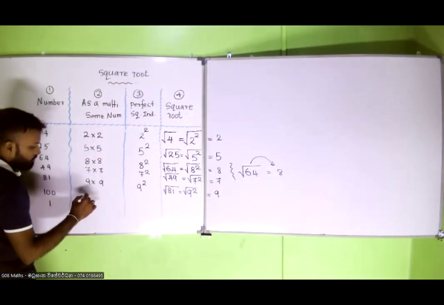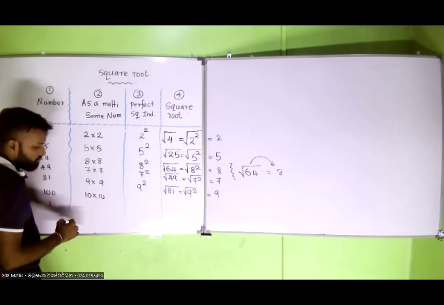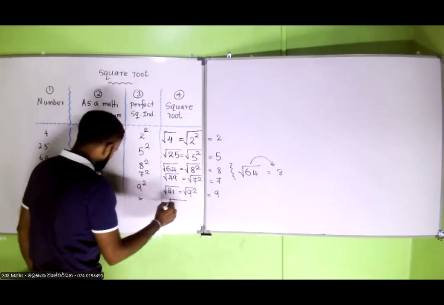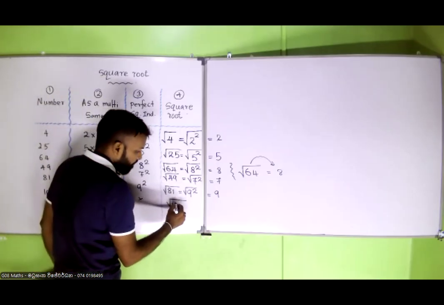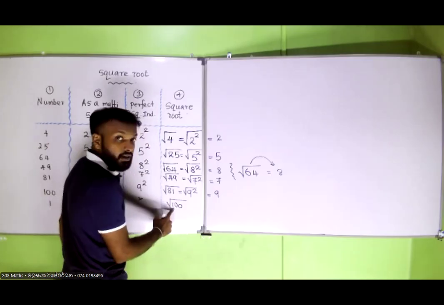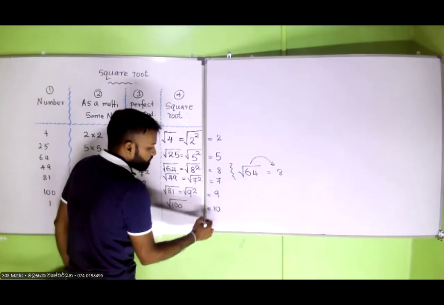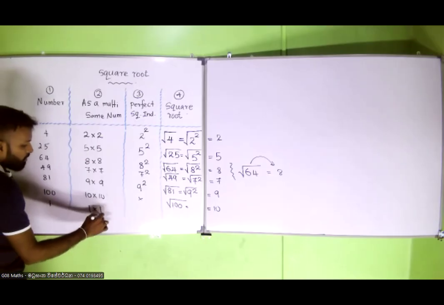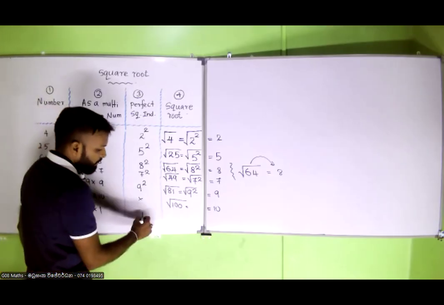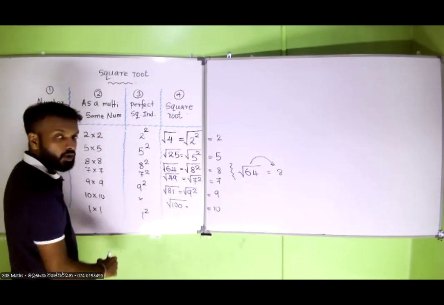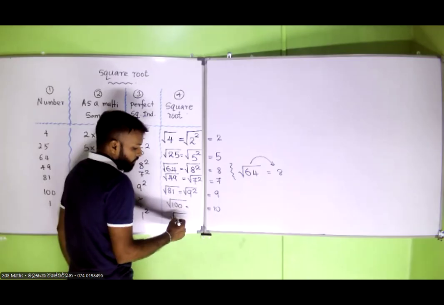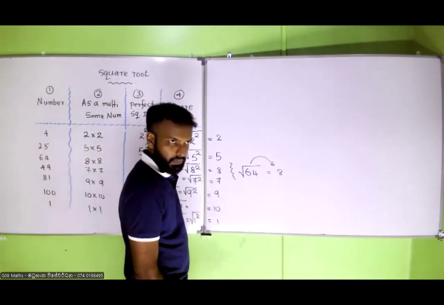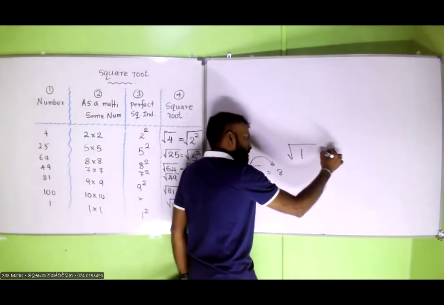Square root of 100. 10 multiplied by 10. Square root of 100. What is the value? 10 multiplied by 10. Answer is 10. 1 can be written down as 1 into 1. That means 1 to the power 2. 1 into 1 means 1 to the power 2. So square root of 1 is equal to square root of 1 to the power 2, which is equal to 1. Square root of 1 is equal to 1.